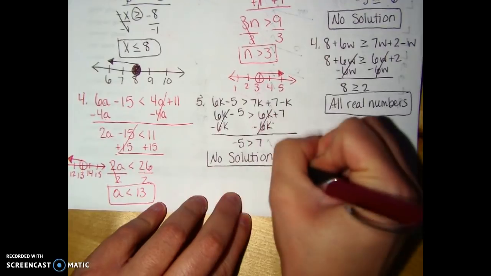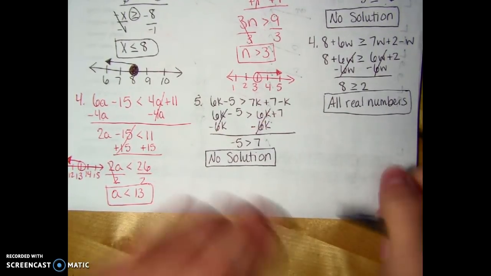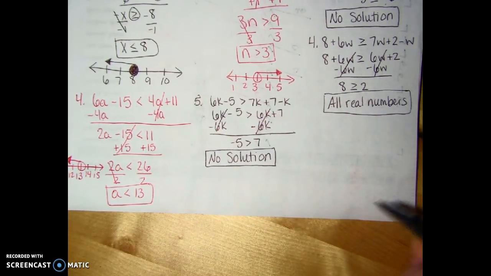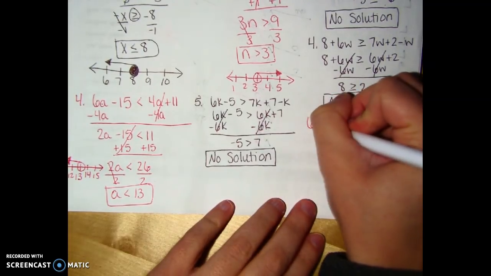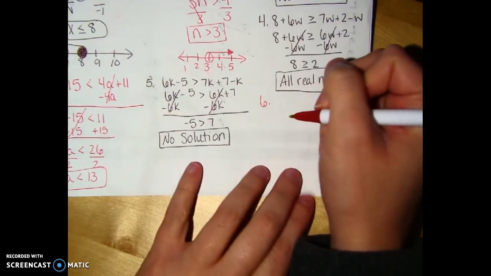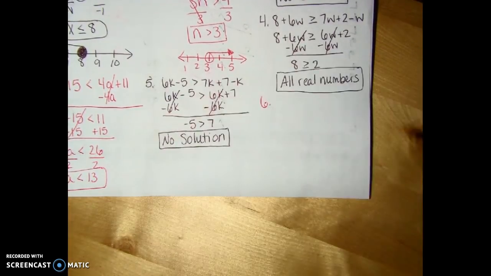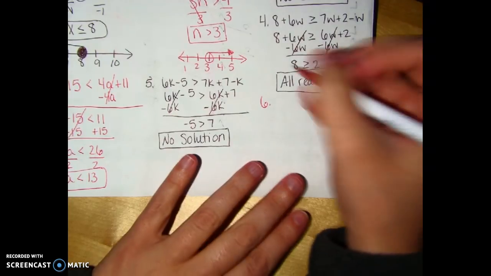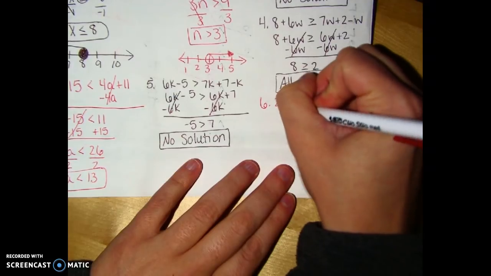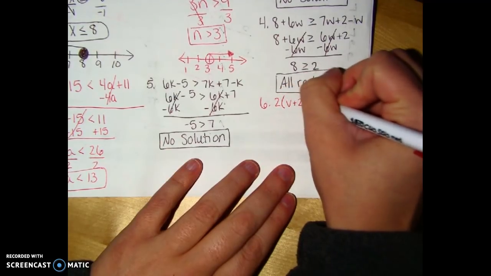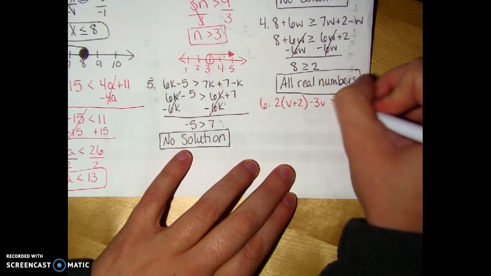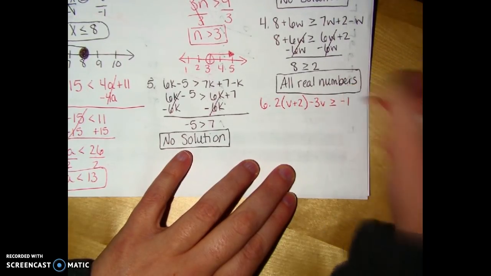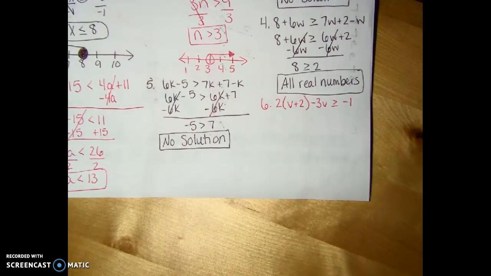And if it's no solution or all real solutions, you do not have to do a graph. I forgot to tell you that about these over here. Okay? Let's do number 6 over here. I'm running out of space. This one is on my other page. Let's do 2v plus 2 minus 3v is greater than or equal to negative 1. So go ahead and try that one.